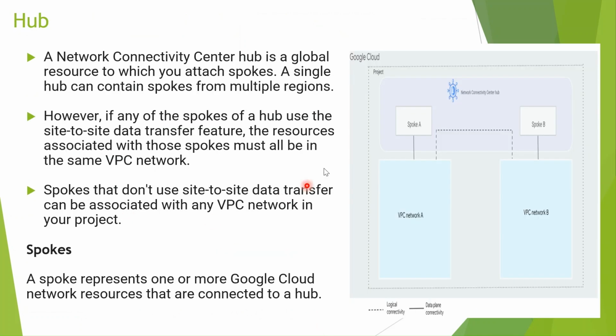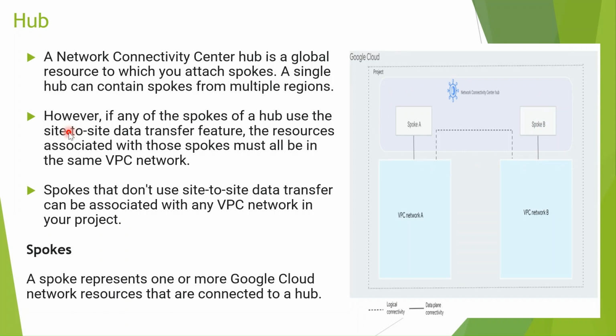So let's go and see what basically a hub is. A hub in Network Connectivity Center is a global resource to which we attach our spokes, and a single hub can contain spokes from multiple regions. So suppose you have chosen a project and then in that project you will create a hub, and on that hub you can connect multiple VPCs. So VPCs can be from the same organization, different organizations, or the same project or different projects. It depends upon you how you want to create the connectivity.